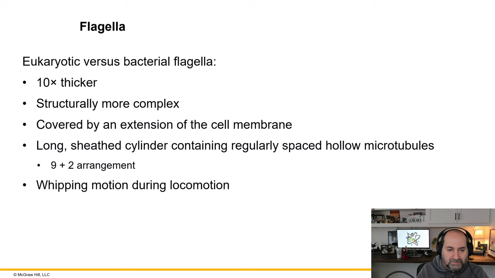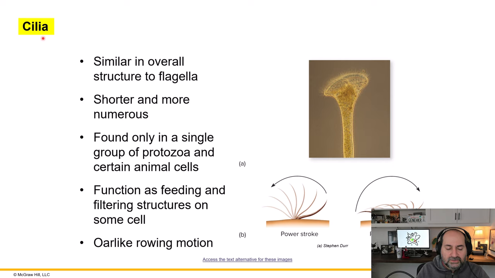Here you can see cilia. Cilia are another form of extension from the cell for motility. It's similar in overall structure to a flagella, but creatures can be covered with cilia. These cilia are shorter and more numerous than flagella. Only one group of protozoa and certain animals have cilia. And cilia work in a little bit different fashion. So again, cilia are short hairs that beat.